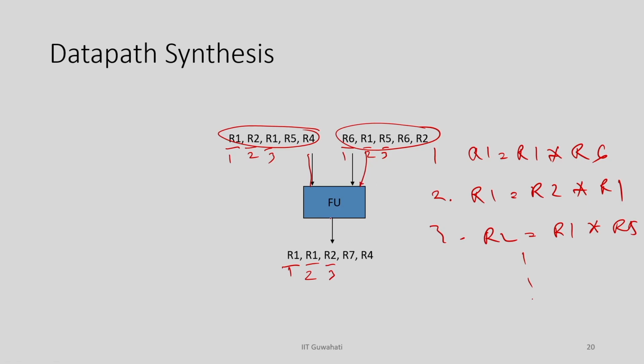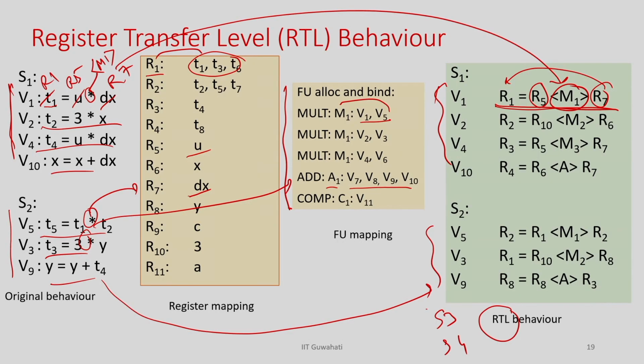Similarly, the output of the FU goes to certain registers, and remember they are actually time division multiplexed, so they are not in the same time. They are in different times. So, at time 1 I need R1 and R6 and the result should go to R1 and so on. The point here is that, given this register transfer level behavior, I can go by each step and each multiplier and identify the register inputs.